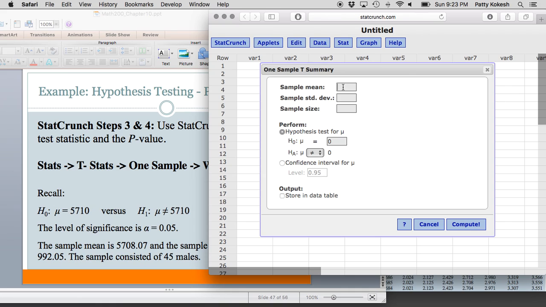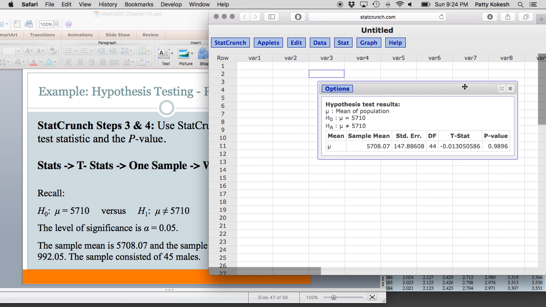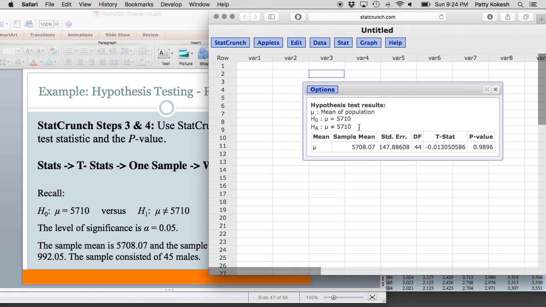Now my sample mean, if we recall, was 5,708.07. Sample standard deviation was 992.05, and I had a sample size of 45 males. Now I wanted to test the mean being 5710, and this time I want the not equal to. So I just click compute, and you'll see that this gives me the same t-stat, negative 0.013.